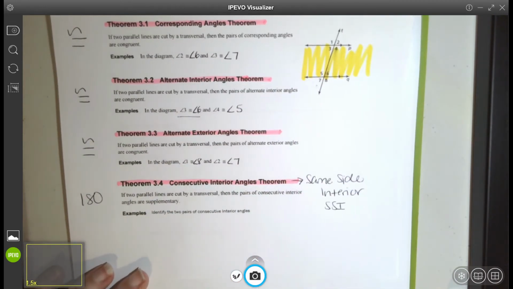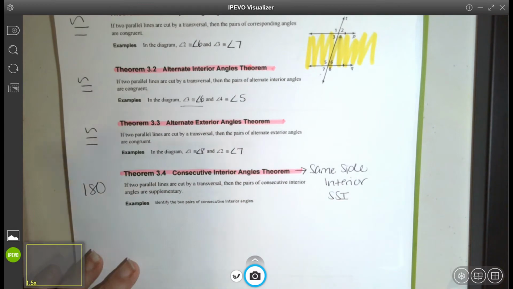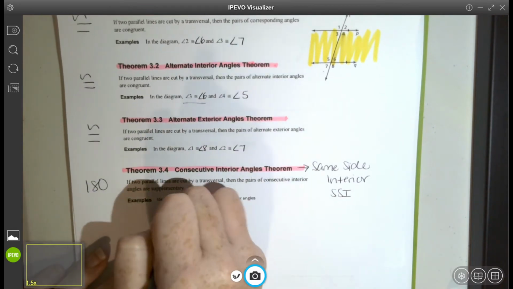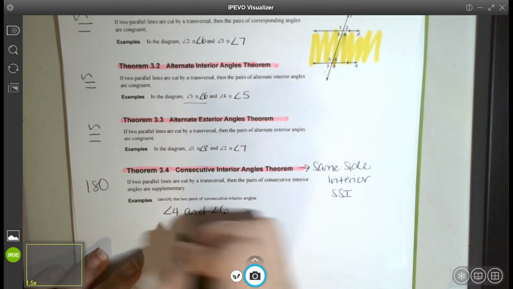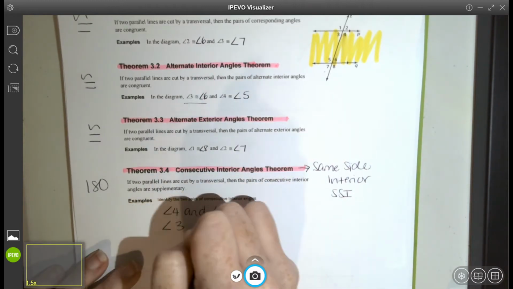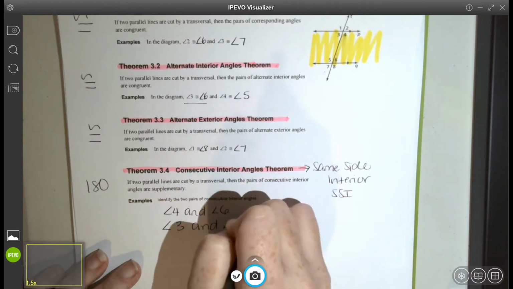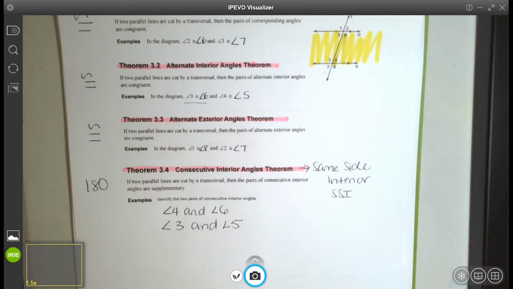Then the last one are same side interior. That would be angles 4 and 6. Angle 3 and angle 5. Again, that's just a quick refresher, and then we're going to use them to help us on our next few problems.